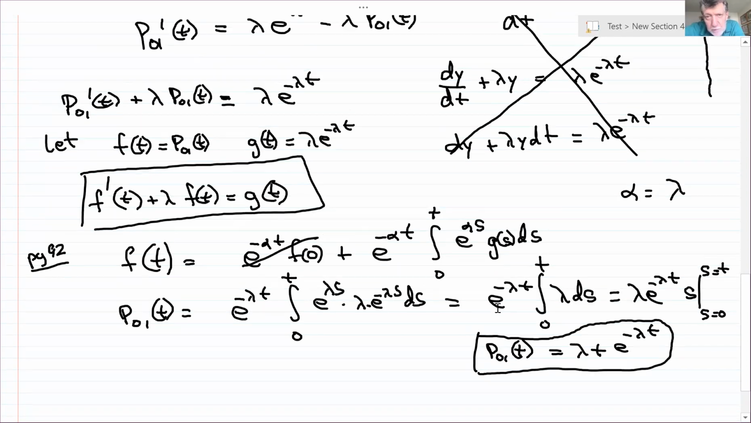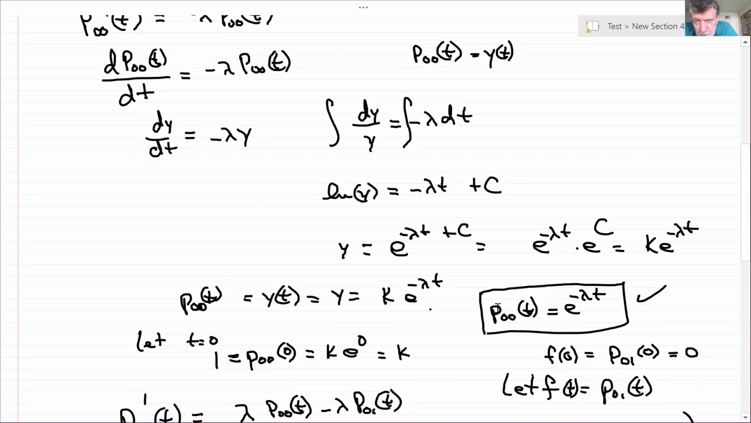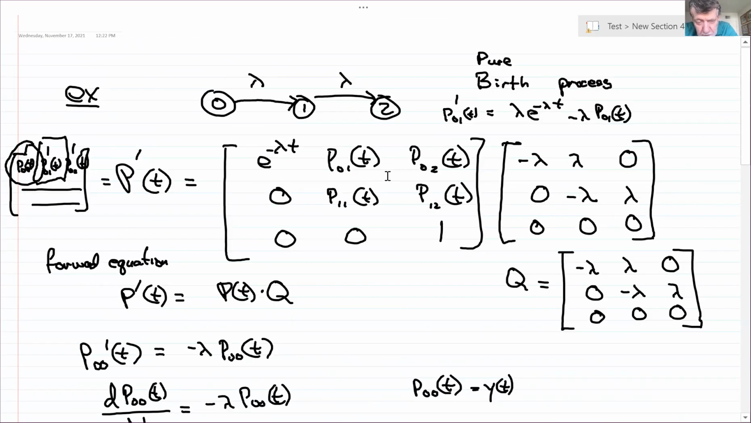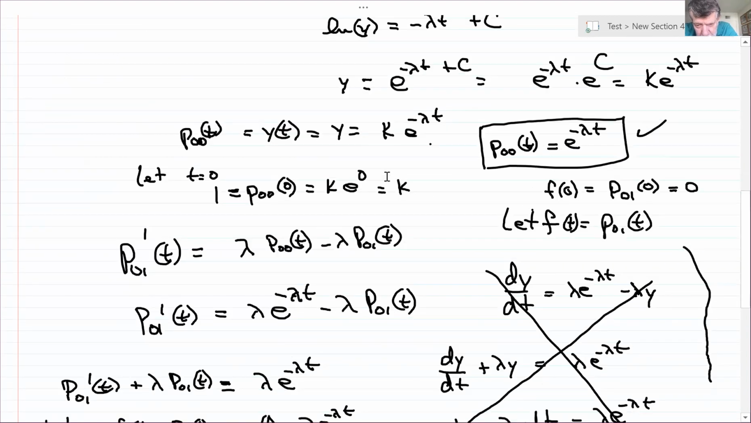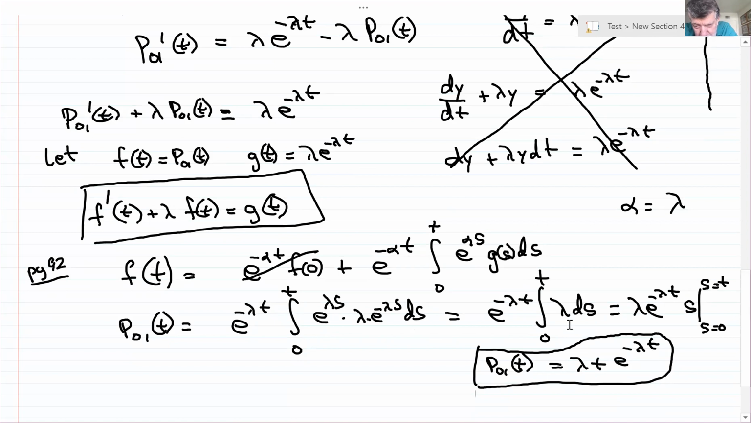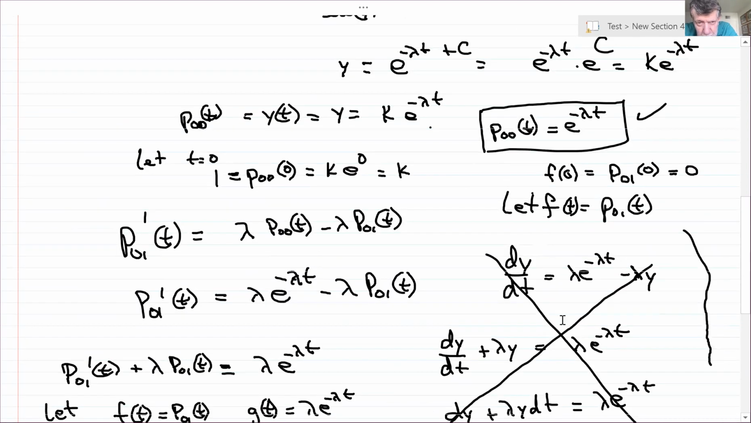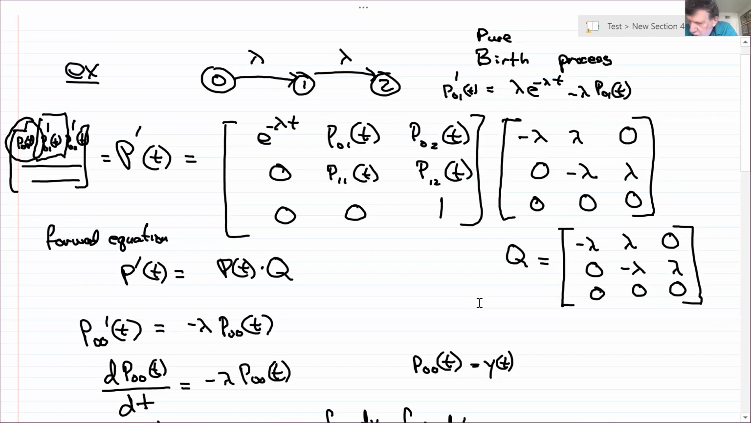Okay, so we're making progress. We have now found P01 of t. And what did we find it equal to? We found it equal to lambda t e to the minus lambda t. So we can put that in here: lambda t e to the minus lambda t. Okay, we are making progress slowly but surely. We have 1, 2, 3, 4, 5, 6 of the 9 probability functions that we're after.